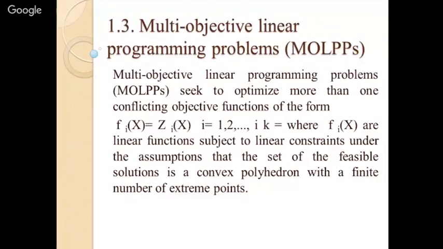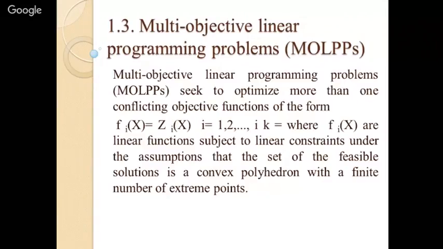A multi-objective linear programming problem seeks to optimize more than one conflicting objective function of linear form, that is, f_i(x) = z_i(x), where i is from 1 to k, and f_i is a linear function, because we have decided that it is multi-objective linear programming. So each and every objective function is a linear function subject to linear constraints, and we assume that the set of feasible solutions is a convex polyhedron with a finite number of extreme points. That is important.